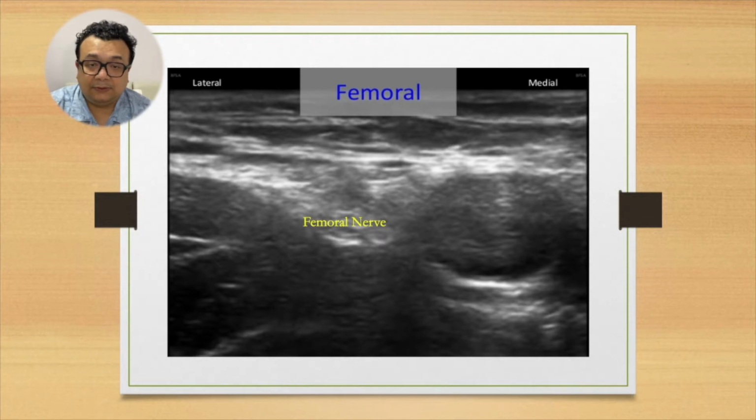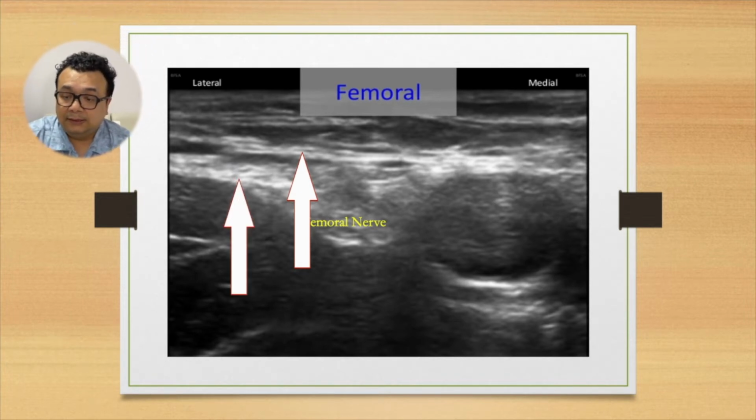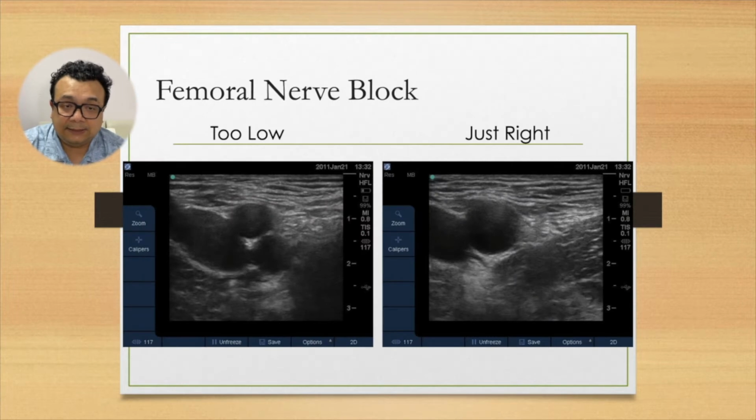In this diagram also, you can see the femoral artery and the femoral nerve. This is the fascia lata. Below the femoral nerve is the fascia iliaca. If you see this picture, this is like a Mickey Mouse sign. It means that you are too low. You should push your probe up until you see the artery, vein and the nerve.